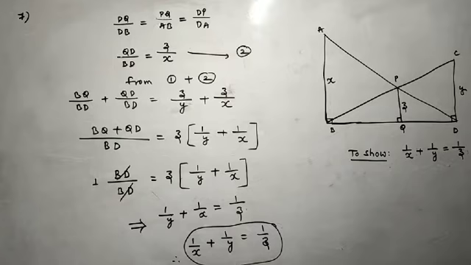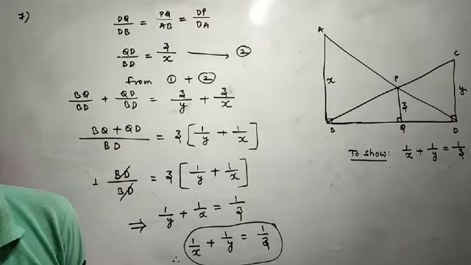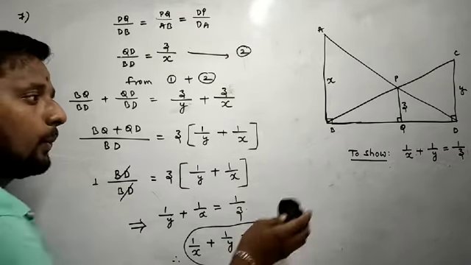Yes, right. Now the eighth question: a flagpole 4 meters tall casts a 6 meter shadow.